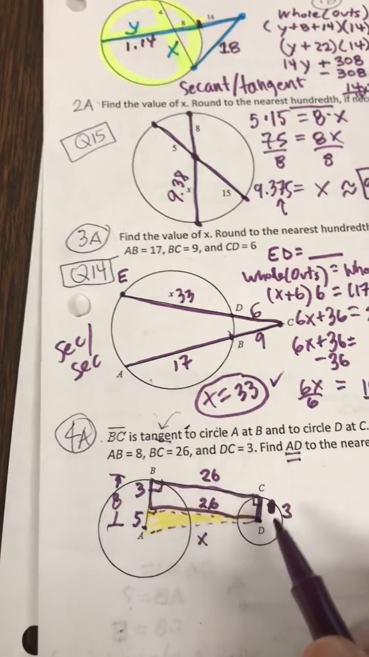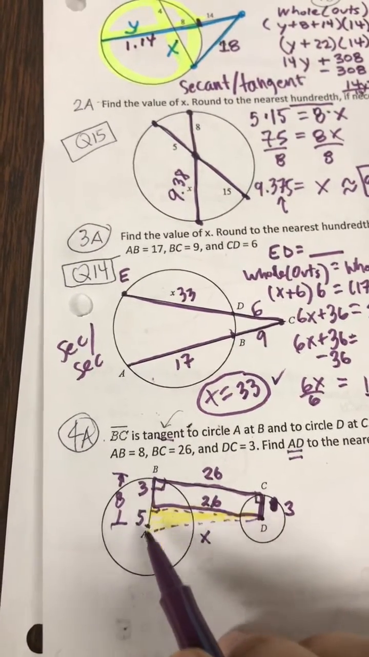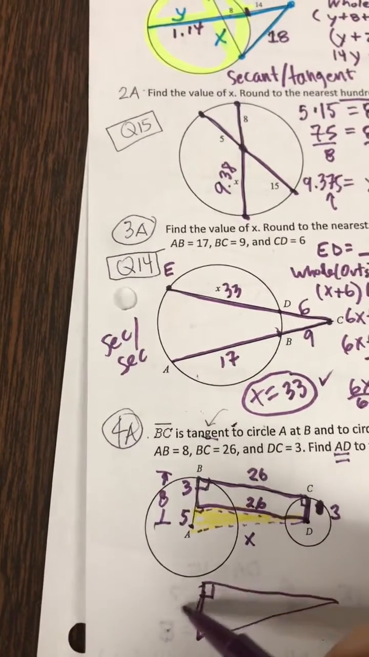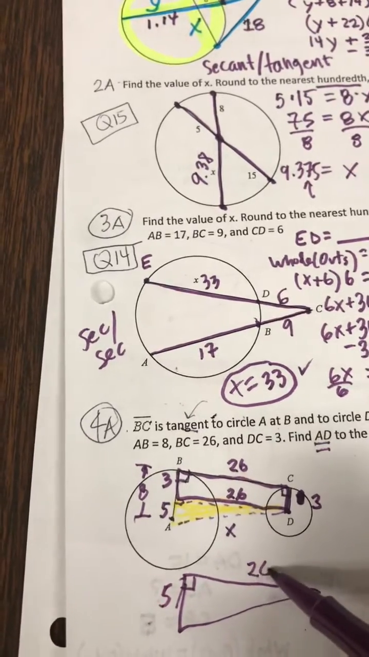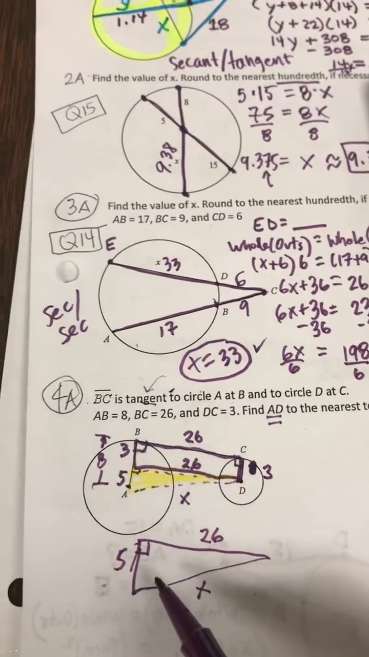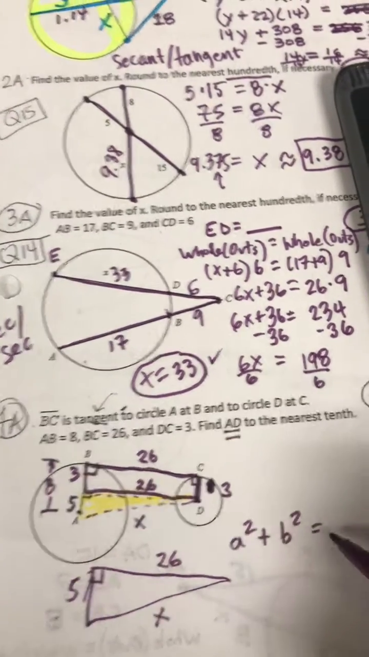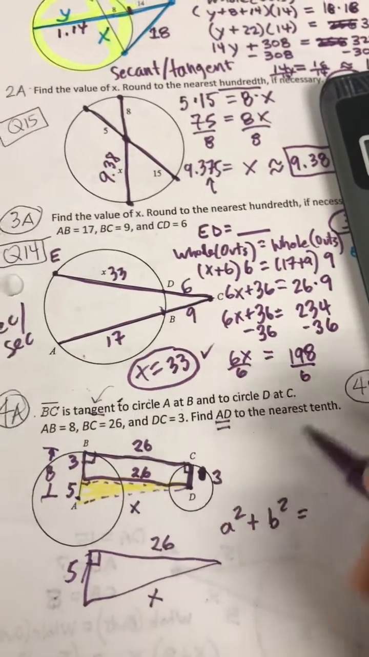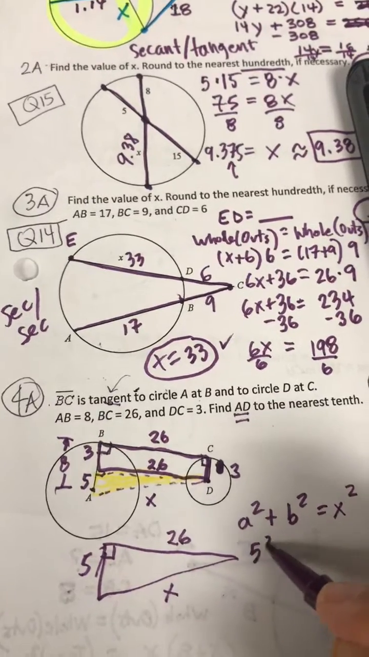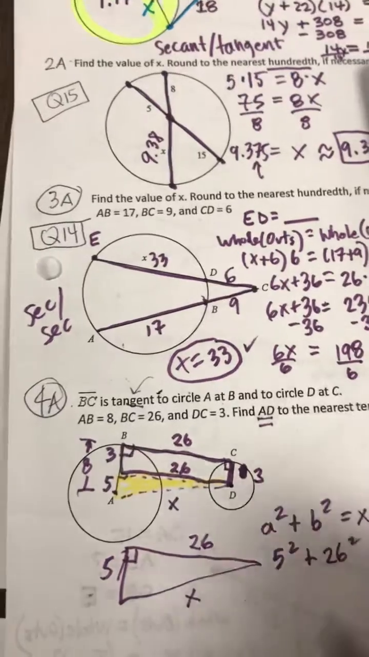So again, DC was 3, and AB was 8. That tells me that this is 5, and I have a right triangle, 5 and 26, and the hypotenuse is probably just a little bit bigger than 26. So I can use Pythagorean theorem. A squared plus B squared is C squared, and I've already called the hypotenuse x, so I'm just going to do it that way. A squared is 5 squared, and B squared is 26 squared.